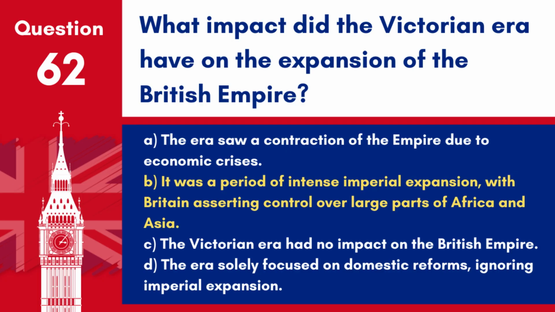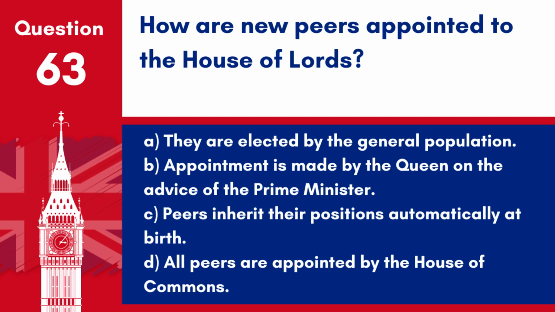Answer B. It was a period of intense imperial expansion, with Britain asserting control over large parts of Africa and Asia. The Victorian era is known for the significant growth of the British Empire, making it the largest empire in history during that time. Question 63.